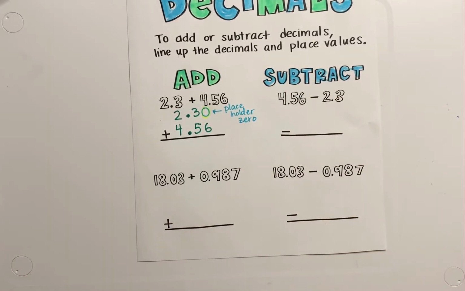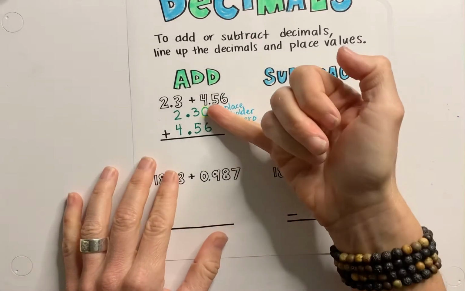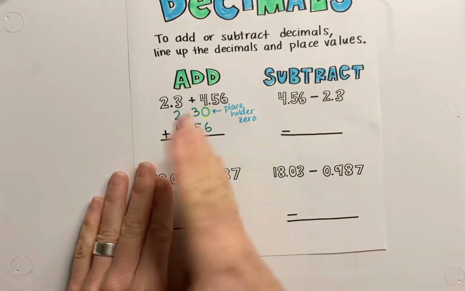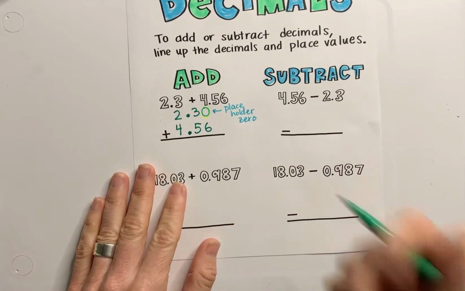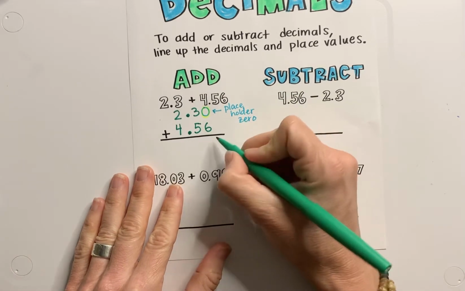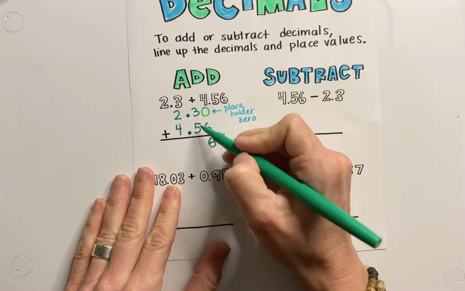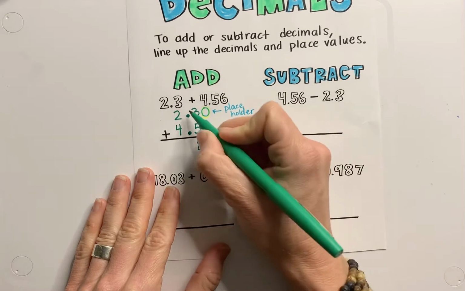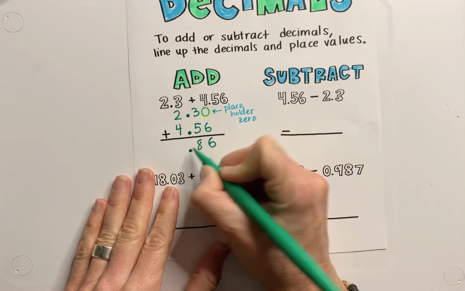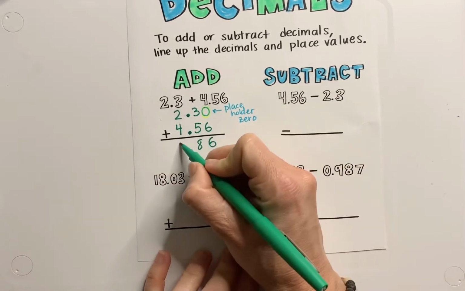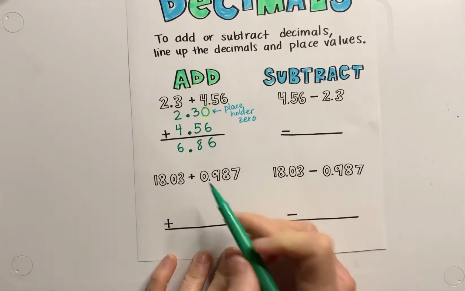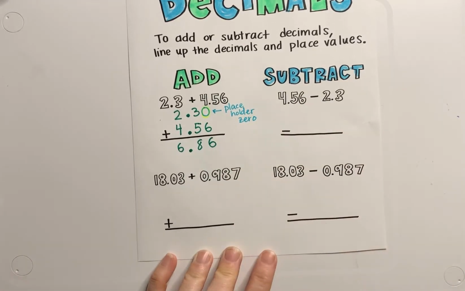Now I'm just going to go ahead and add vertically, starting with my smallest place value. So 0 plus 6 is going to be 6. 3 plus 5 is 8. And then I bring my decimal point straight down. And then 4 plus 2 is 6. So my answer is 6 and 86 hundredths.